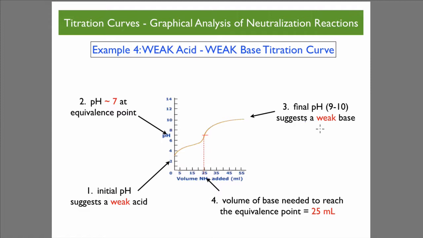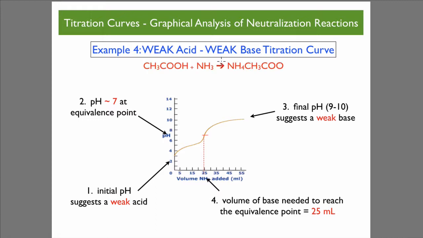The final pH here suggests a weak base. Again, just follow this straight down for the volume of base needed to reach the equivalence point. It's just 25 in this case. And if you follow halfway between these and these, the equivalence point is taken straight along. You can see the pH is at 7, but roughly 7. It would depend on the relative strengths of the weak acid and weak base.